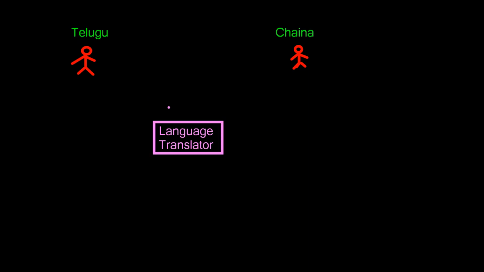Whenever the Indian speaks in Telugu, that is received by the language translator and translated into a language the Chinese person understands. Right? That is the main job of a language translator. He knows both languages, Telugu and Chinese also. So whenever the Indian says something in Telugu, it is translated into Chinese, and then they can talk to each other.